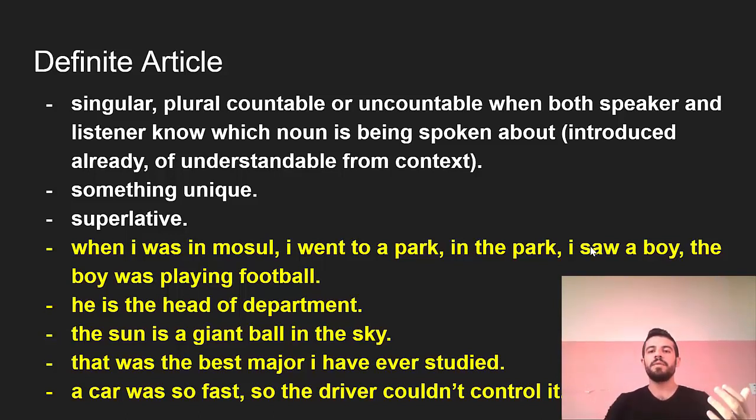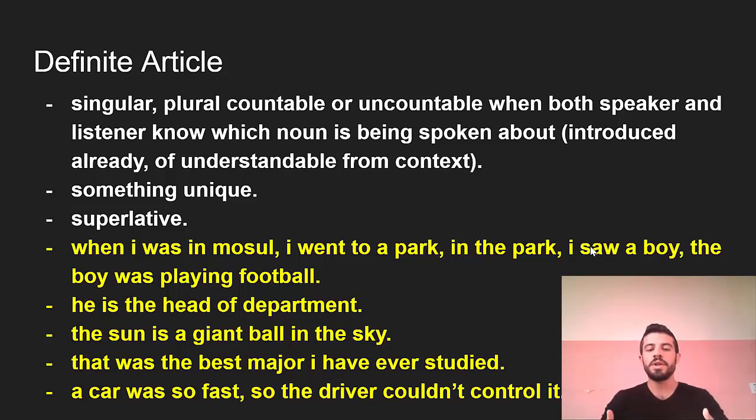But for example, there's another one: I say he is the president of the university. So in this context, I am inside the university. It is unique, of course, because in the university there is just one president. Also here, the sun is a giant ball in the sky. Here, the sun is just a unique thing. There's just one sun in the world. So the sun is a giant ball in the sky.